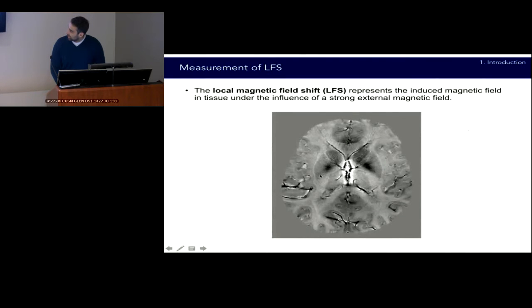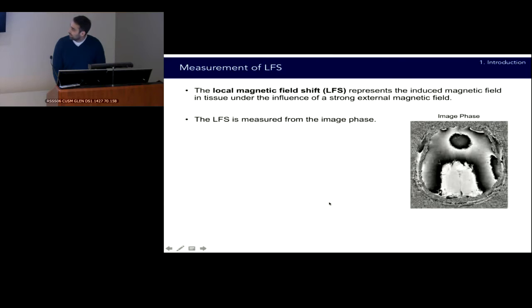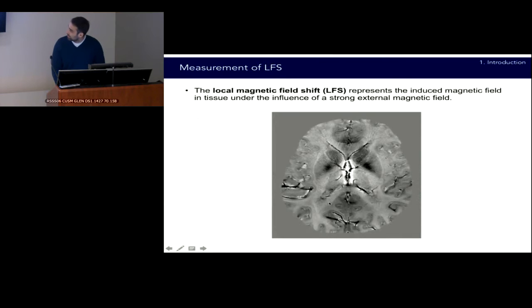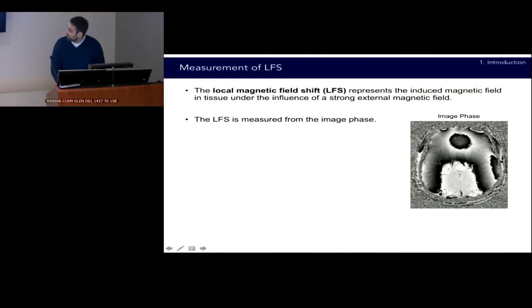The second technique, which I'll discuss, is the local magnetic field shift. So this represents the induced magnetic field at each point in the brain tissue due to the presence of the strong external magnetic field. You can see here this image actually nicely delineates the basal ganglia structures like the globus pallidus and the putamen, as well as the venous vasculature. But what we get off the scanner in order to derive these images is actually a fairly messy phase image.